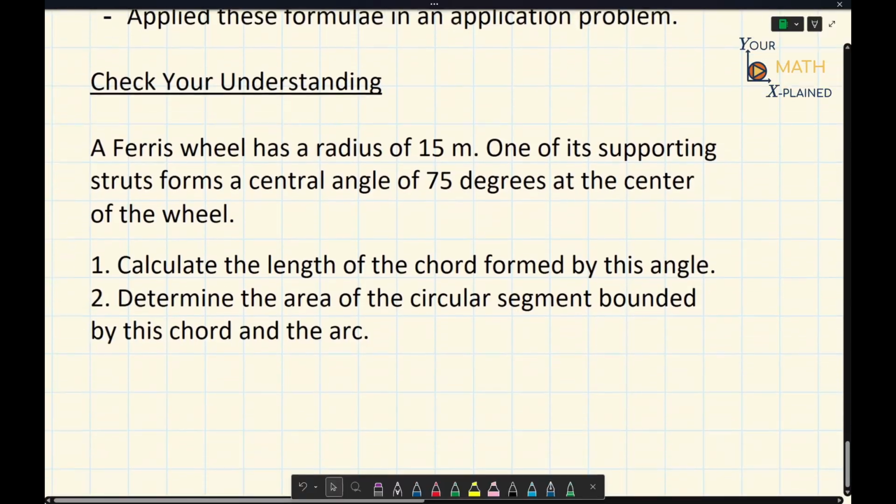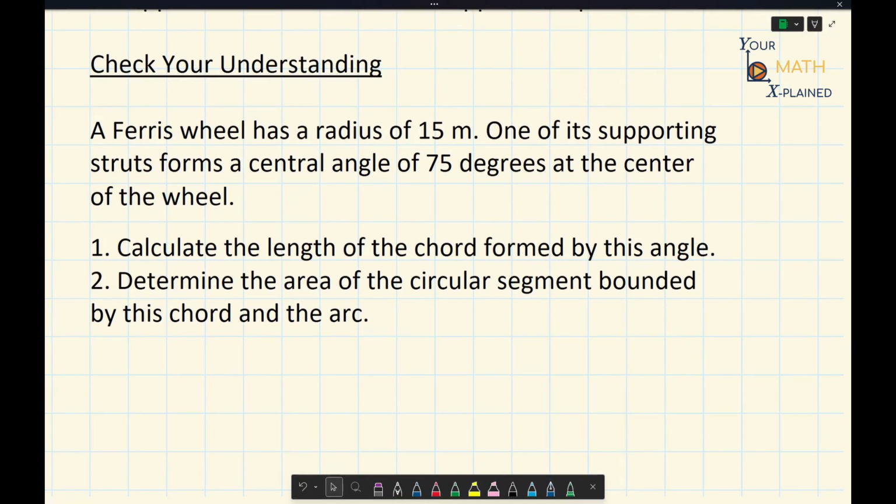So now it is your turn to give this a try. Can you find the answer to the two parts of this problem here? Make sure to leave your answers in the comments below and let us know if you have any questions.